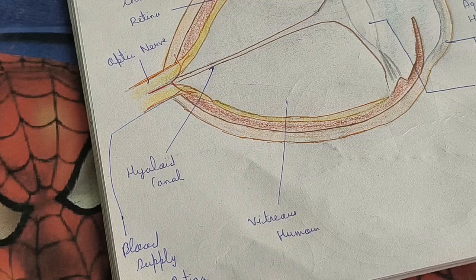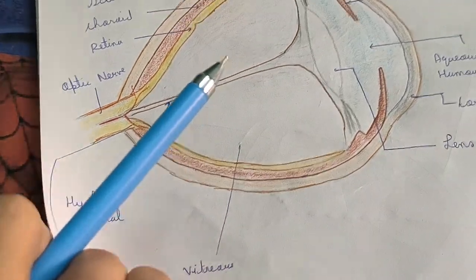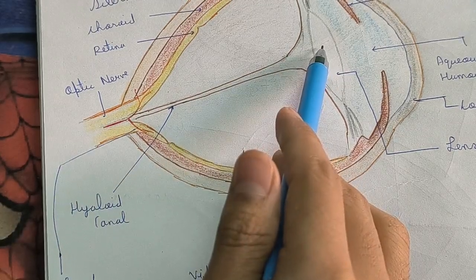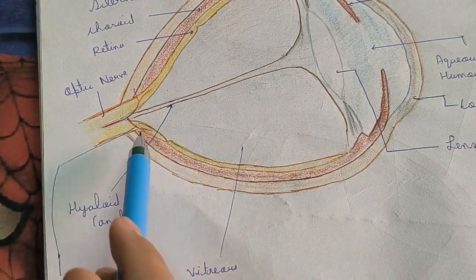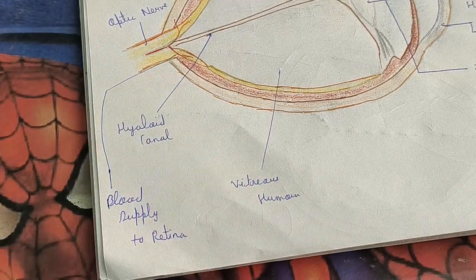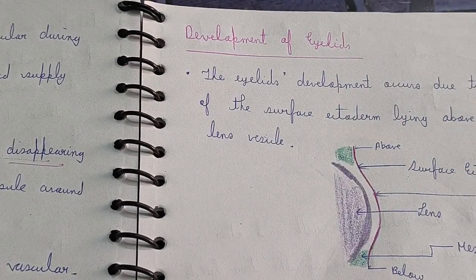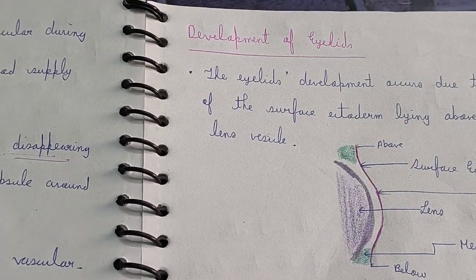So here the disappearing of the hyaloid artery occurs, but only in such a manner that the lens becomes avascular, while a blood supply to the retina and to other body parts remains. Now let's discuss the development of the eyelids.